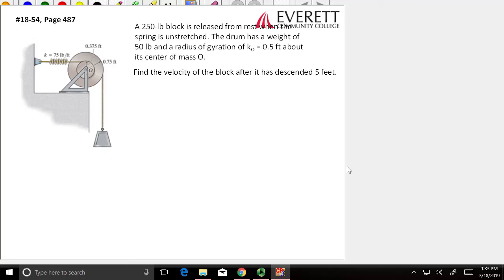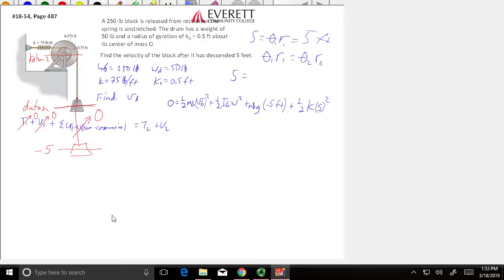Okay? So we have a 250-pound block released from rest when the spring is unstretched. The drum has a weight of 50 pounds and a radius of gyration of 0.5 feet about its center of mass. Find the velocity of the block after it has descended 5 feet. I chose to set my datum at the block before it starts falling, which means my initial potential energy is 0 for the block, right? I also don't have anything moving at the beginning, so my initial kinetic energy is 0. My non-conservative work is also 0 because there's no moment being applied, there's nobody pulling on the string, so there's no non-conservative work happening. So that means 0 is equal to kinetic plus potential, 2.